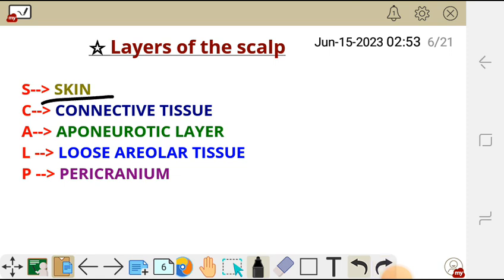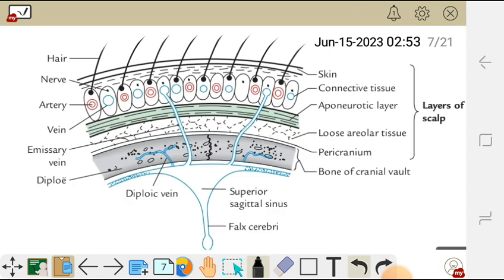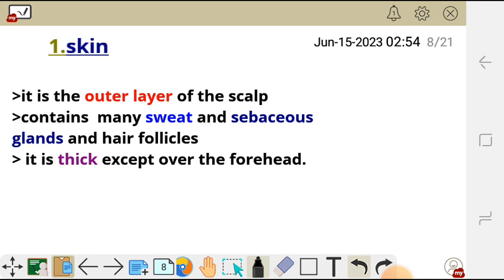So let's start by looking at the skin. So these are the same layers. We have the skin, which is the outer layer, followed by the connective tissue, which is this layer here, and we have the aponeurotic layer, which is this layer in green color, followed by the loose areolar tissue, and finally the pericranium.